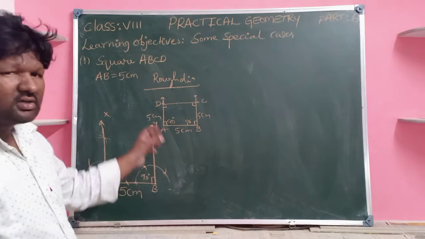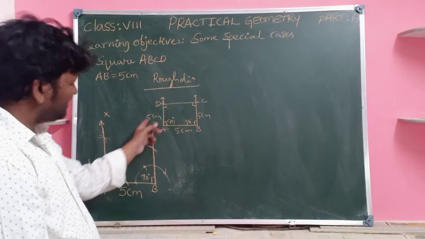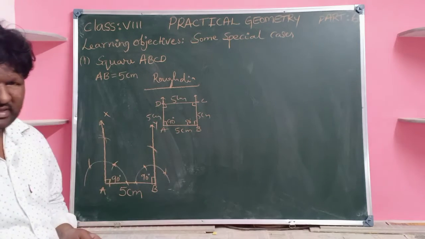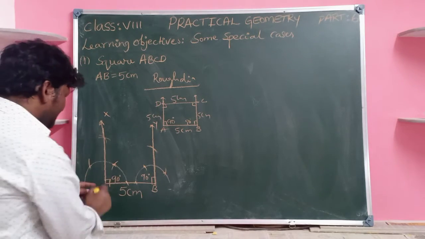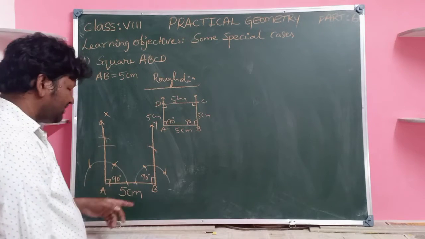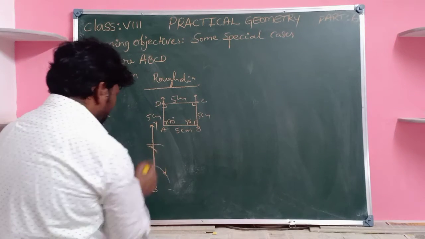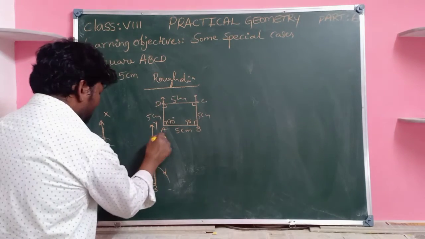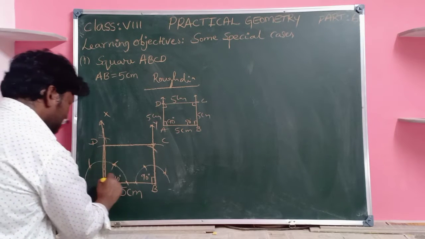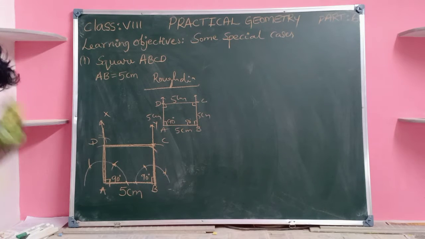So in a square all sides are equal. So AB is equal to 5, BC is equal to 5, CD is equal to 5, DA is equal to 5. Everything is 5 cm. Now take A as a center with 5 cm radius, draw one arc. In the same way, take B as a center with 5 cm radius, draw one arc. Now this intersecting point is C. Now this is D. Then join CD. So this ABCD is our required square.